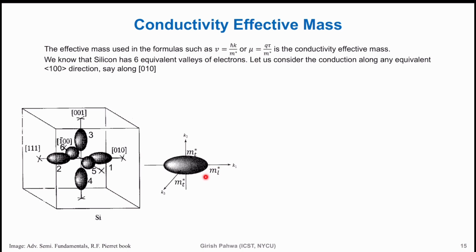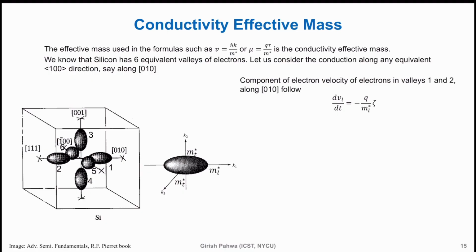For which valleys will I use ML star? For this valley as well as this valley, so valley number 1 and 2. For both of them I will use ML star. Correct? So when I apply Newton's law, dV by dt is equal to minus q times the electric field, and this m is going to be ML star. And V is the longitudinal velocity.